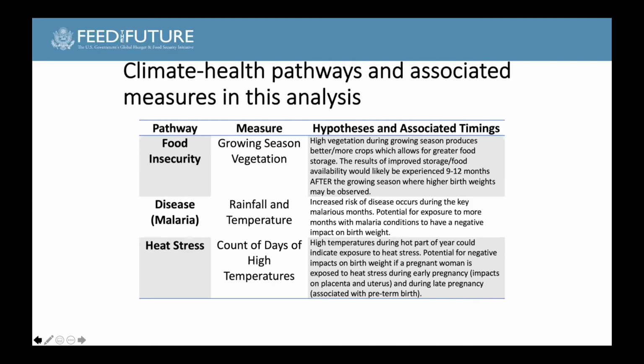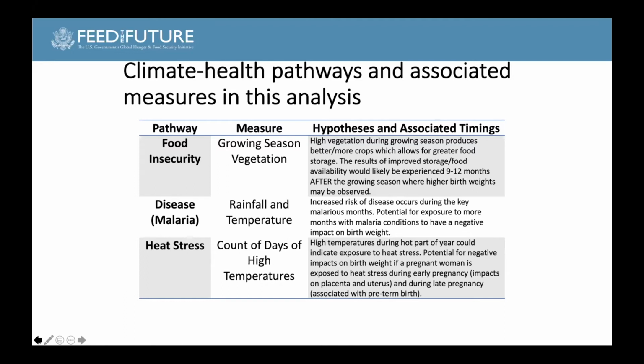So we wanted to look at food security or food insecurity. And to do that, we wanted to focus on growing season vegetation. But we didn't want to look at growing season vegetation at the time. We wanted to see what was happening with the hunger season, which happens maybe 9 months later. So after you've run out of food from that year's harvest, but before you've gotten a chance to harvest the next year. So what happens there? So we wanted to think about the severity of the hunger season and how being pregnant during the hunger season would impact birth weight outcomes.